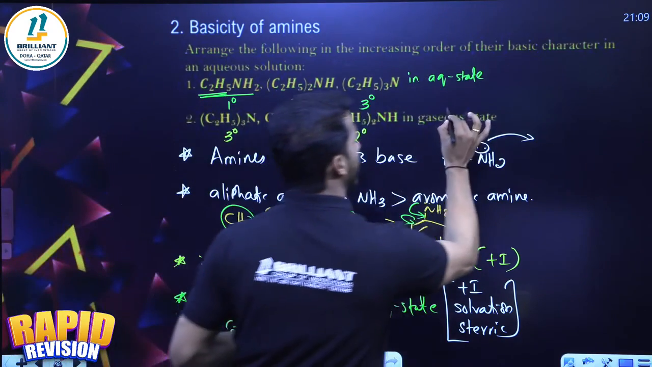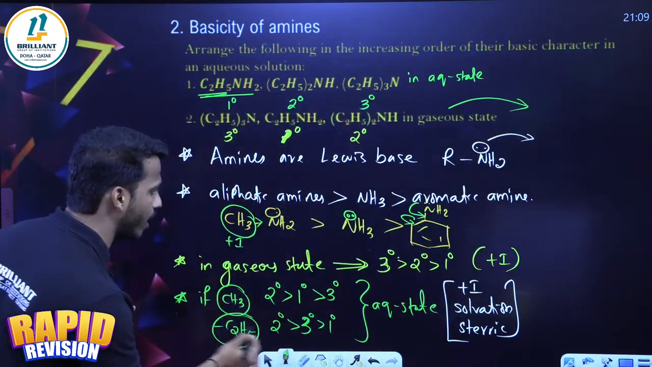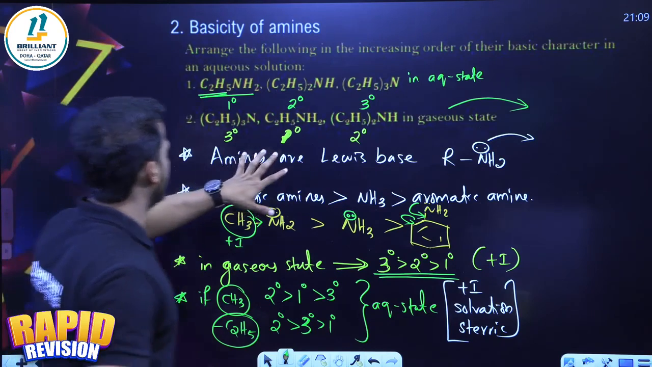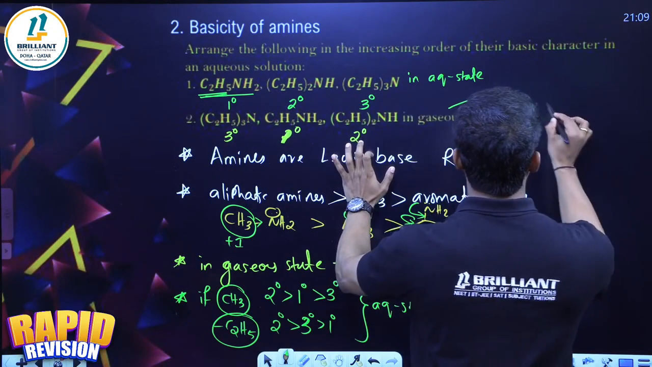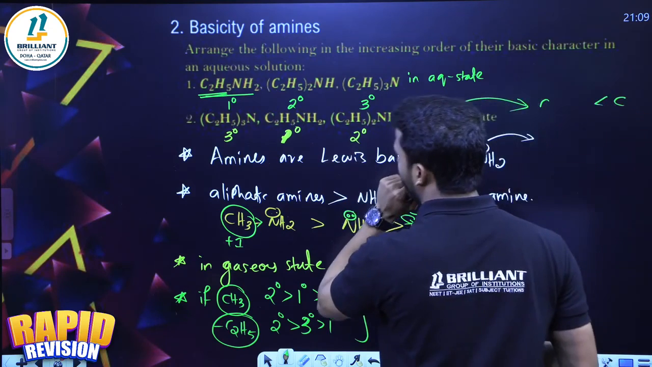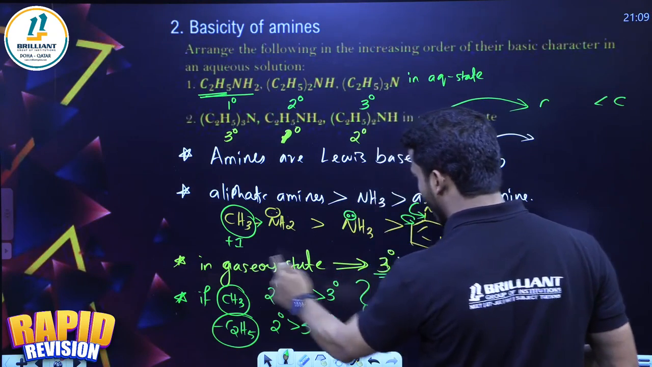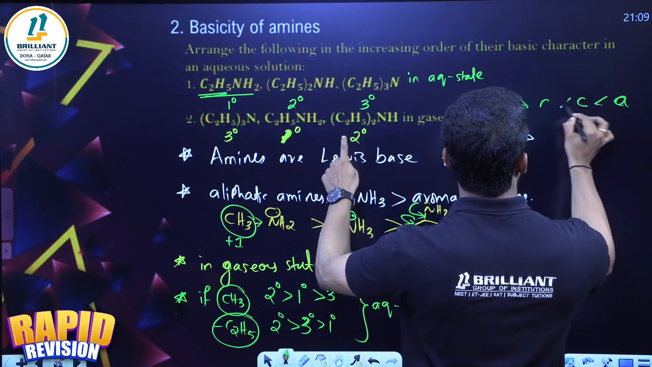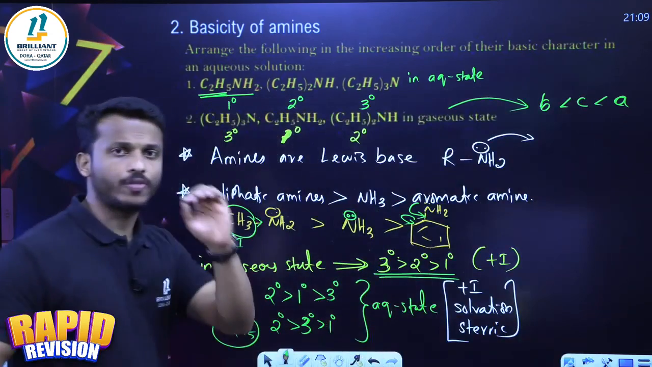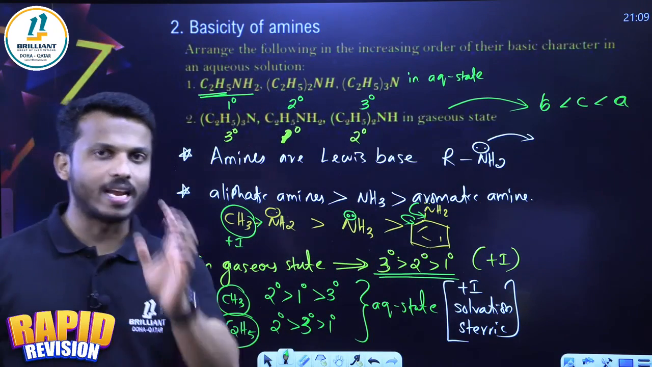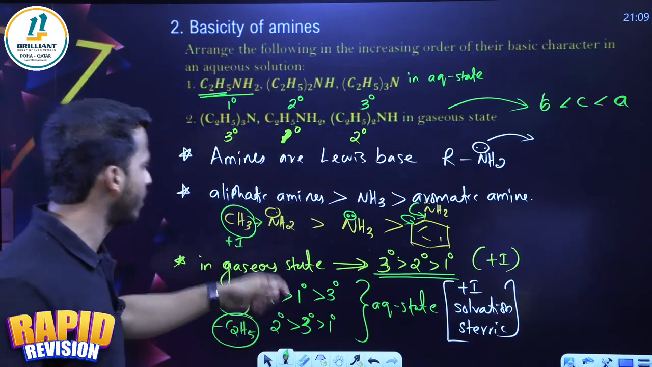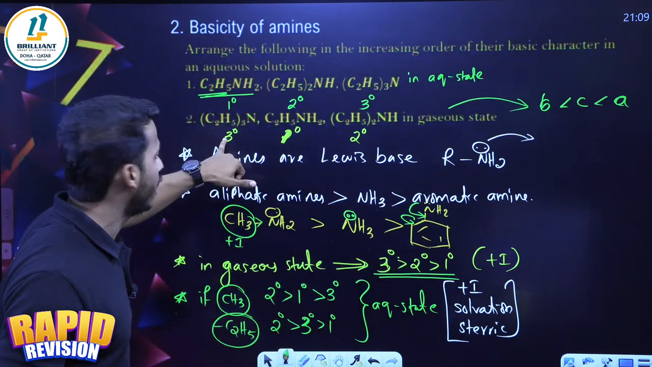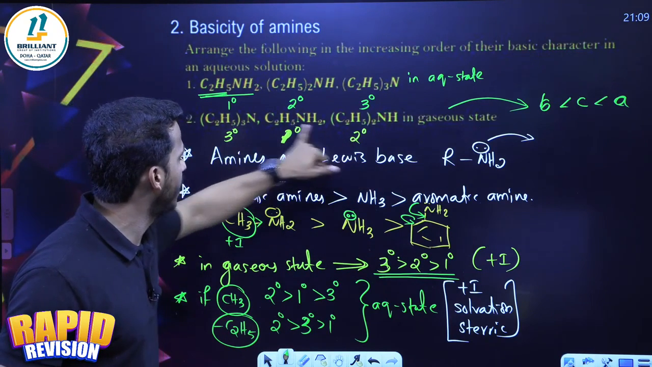Let me go to the gaseous state first. In gaseous state, the order is tertiary, secondary, primary. Among A, B, C, which is secondary? C. If it is in gaseous state, tertiary is more basic, so the first one, then secondary, then the third one, then the second one. If they mention gaseous state, you should go with tertiary greater, then secondary, then primary. Among these, tertiary is A, then secondary is B, then primary is C.